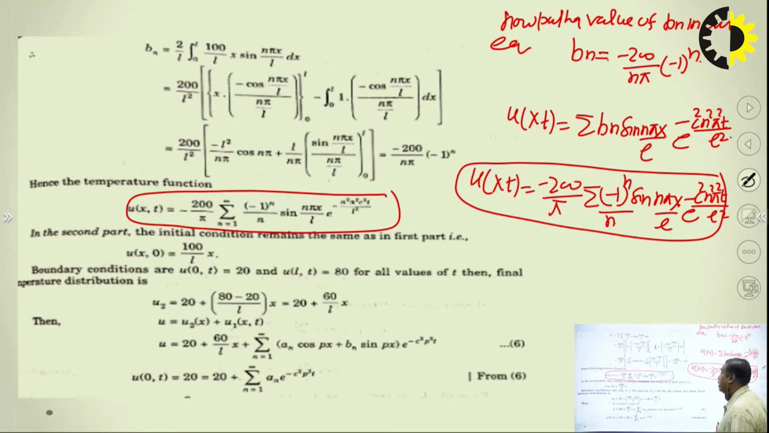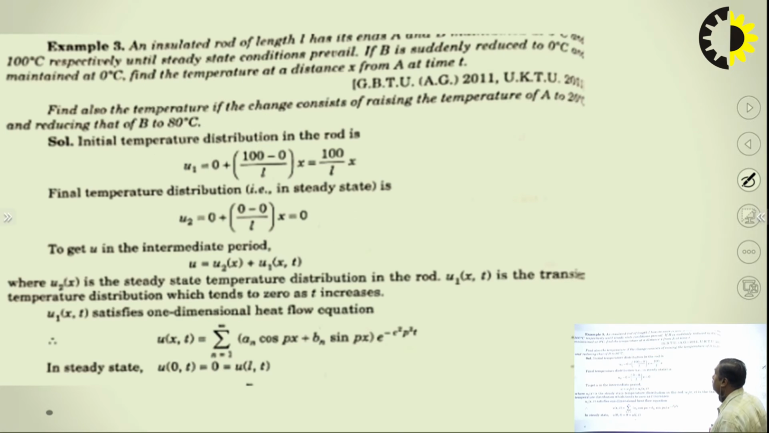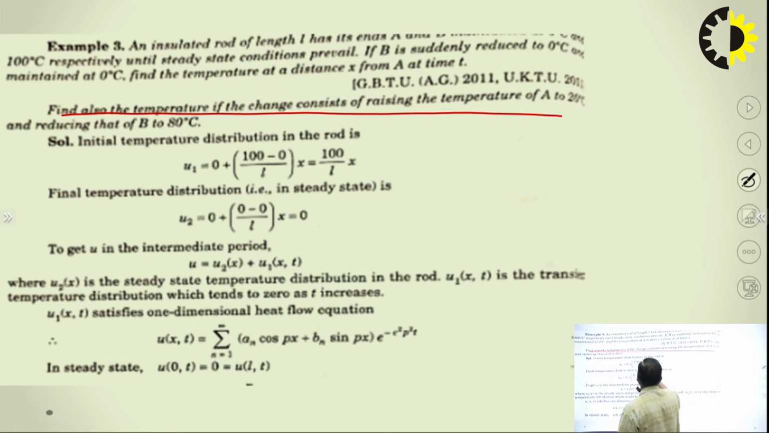Now let us go to the second part of the given equation. Second part is when the temperature is rising, consists of rising the temperature from 20 degrees centigrade, reducing to 80 degrees centigrade.